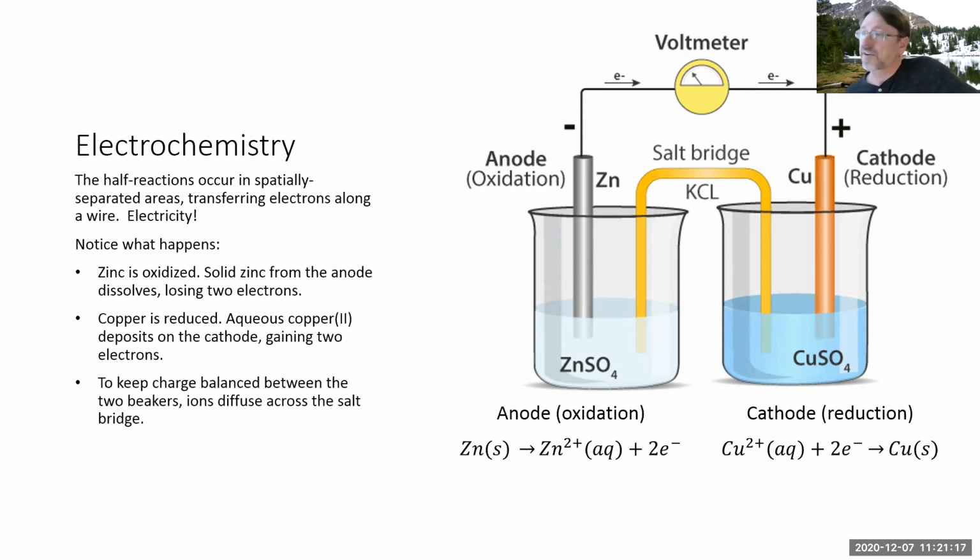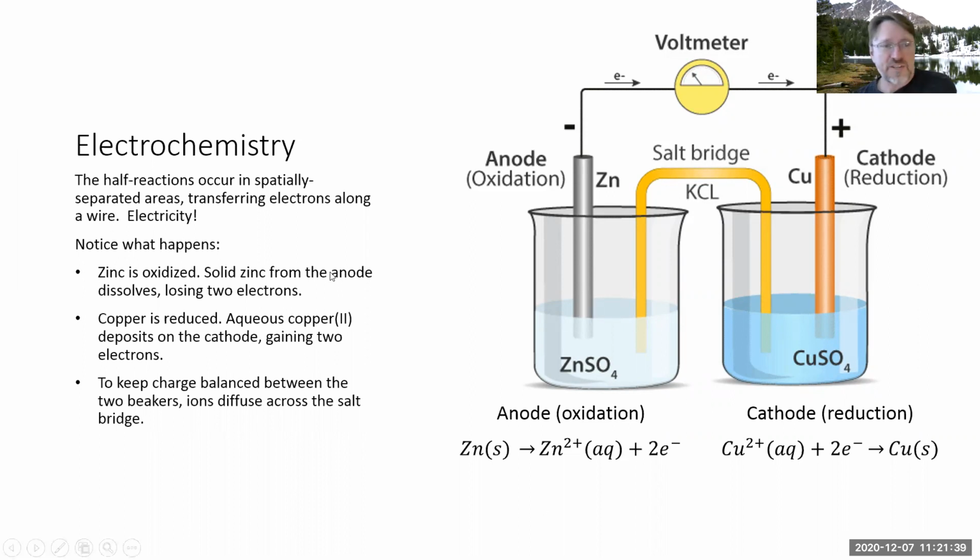That is exactly correct. But if we separate where those two reactions are happening, and then we connect them by a wire, then the electrons flow along that wire. And that is how an electric current is generated. And so what we are looking at right here is a battery. This is making a battery.